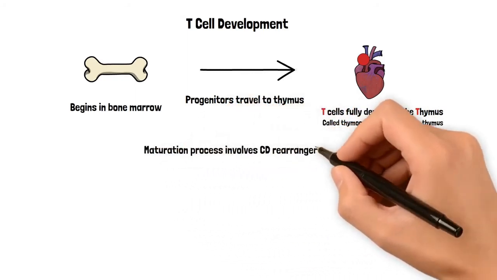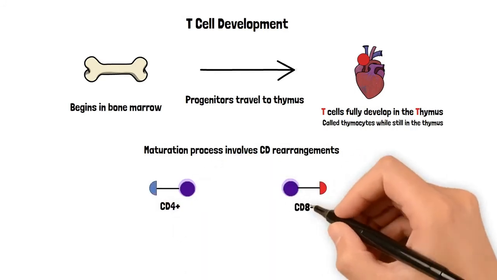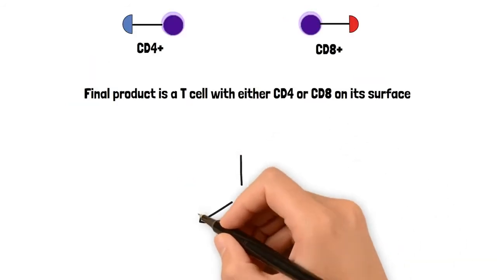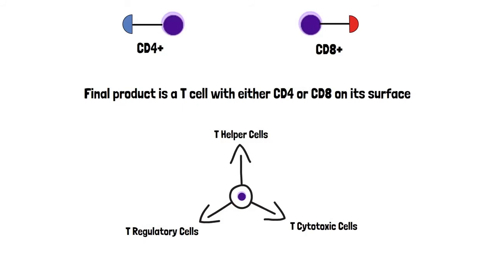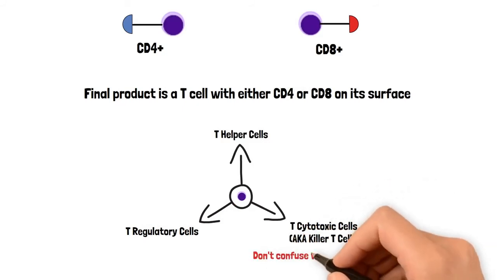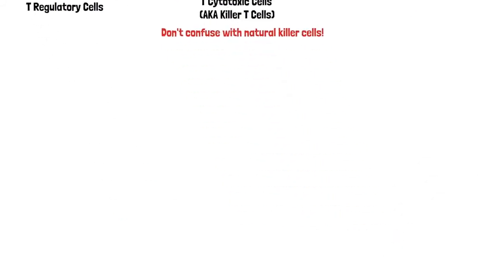Maturation requires several steps where the CD arrangements on the cell membrane surface change. The final product is either a CD4+ or a CD8+ T cell. T cells can further distinguish themselves as T helper cells, T cytotoxic cells, or T regulatory cells. The cytotoxic T cells are known as killer T cells, not to be confused with natural killer cells.